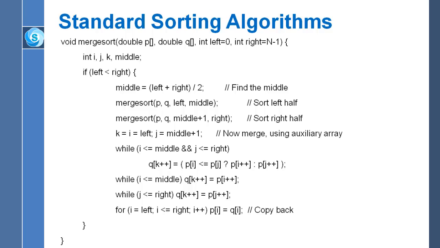The right subarray begins at position middle plus 1 and continues to position right. Okay? All right, then. The first thing that has to happen after chopping is to do the 2 recursive calls. So Mergesort is called recursively to sort the subarray from position left to position middle. And then Mergesort is called again to sort from position middle plus 1 to position right.